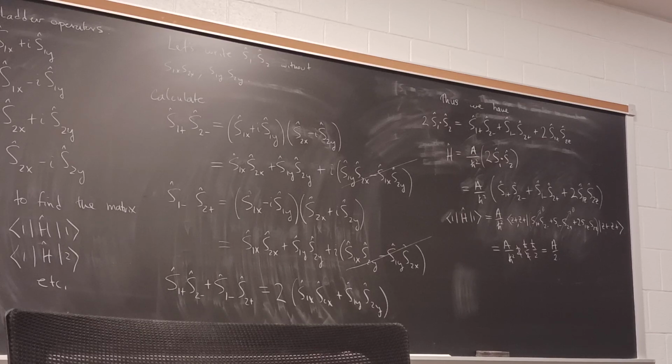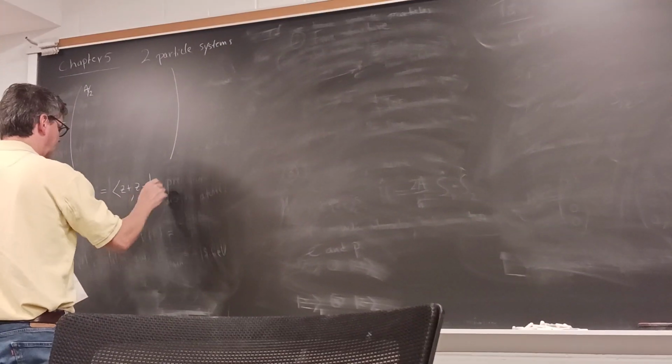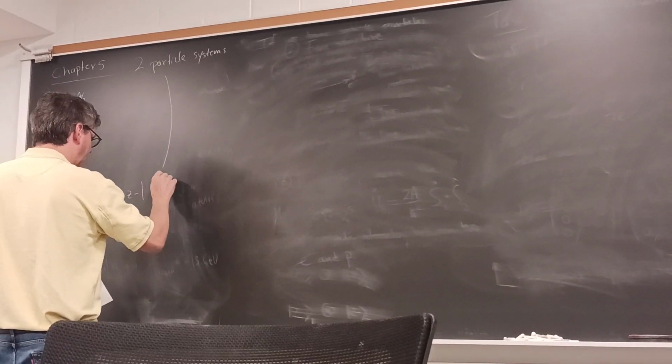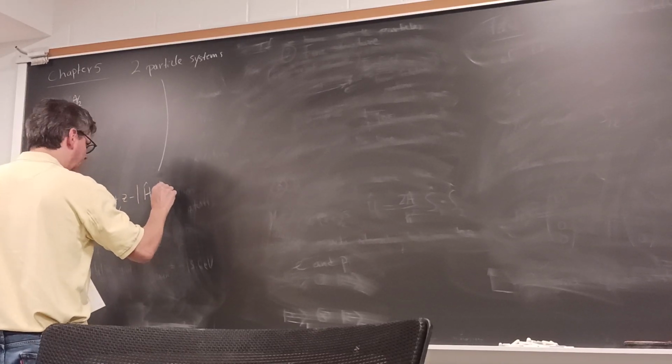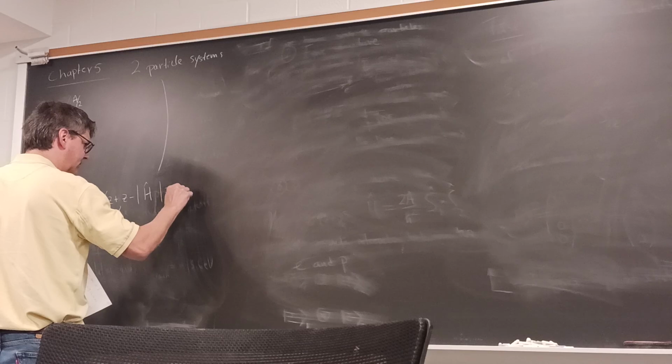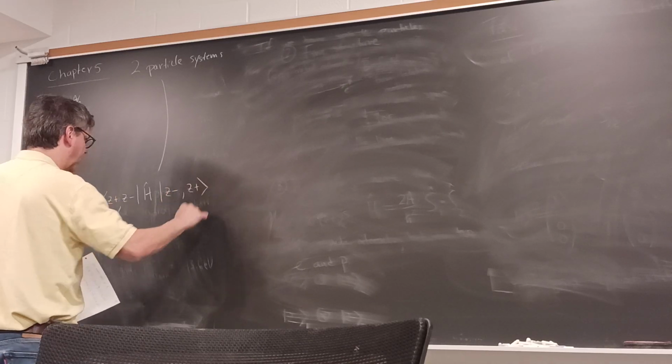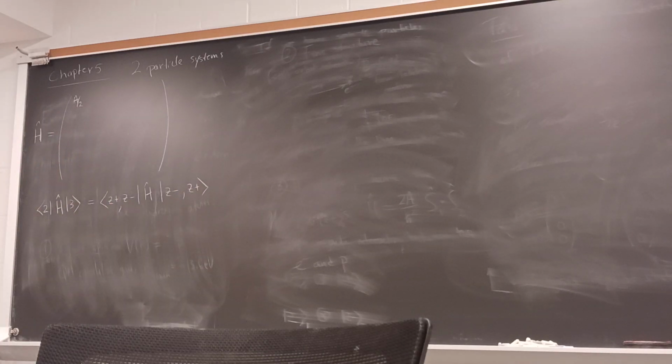So let's calculate 2 and 3. So that's 2, I just erased it. Let's see, 2 was plus minus. And then we have H, all of that. And then 3 was Z minus, Z plus, right?